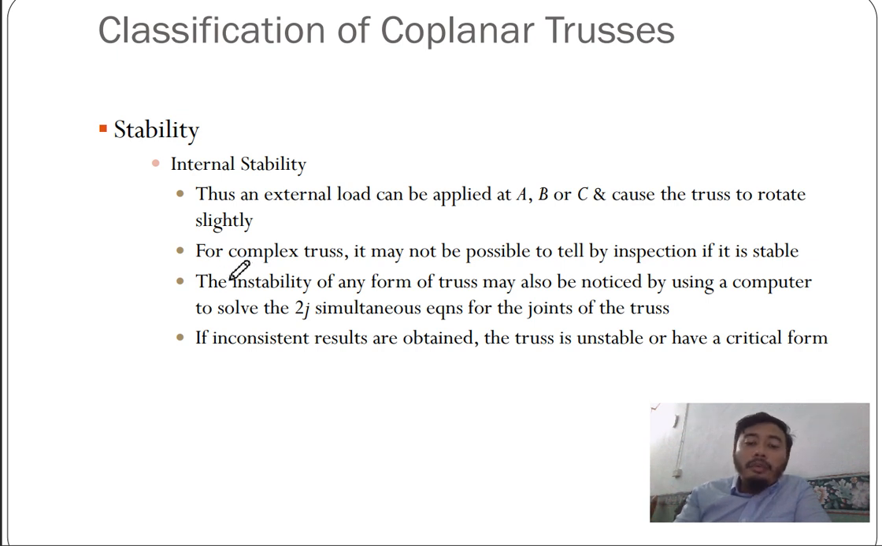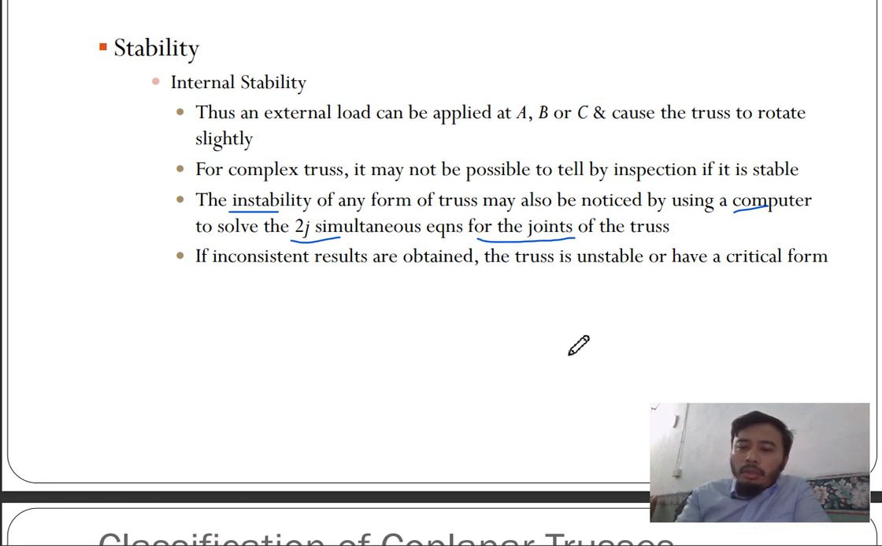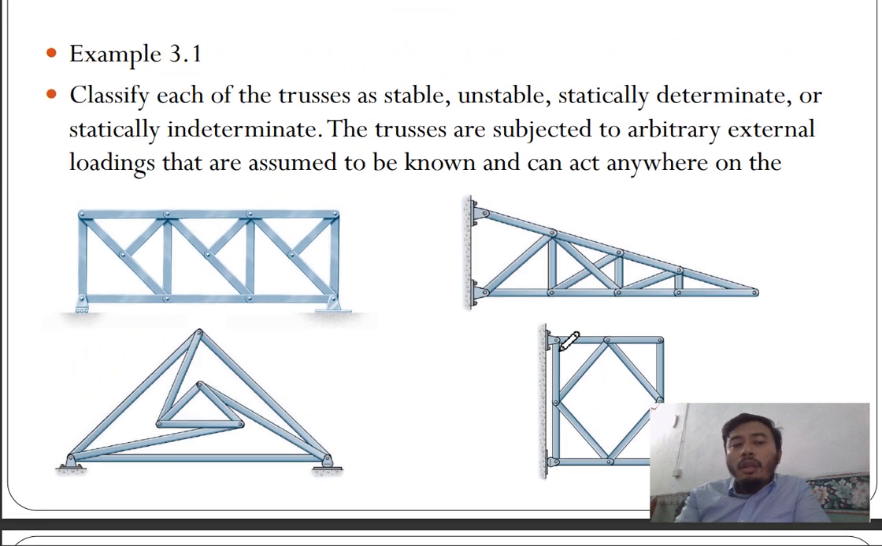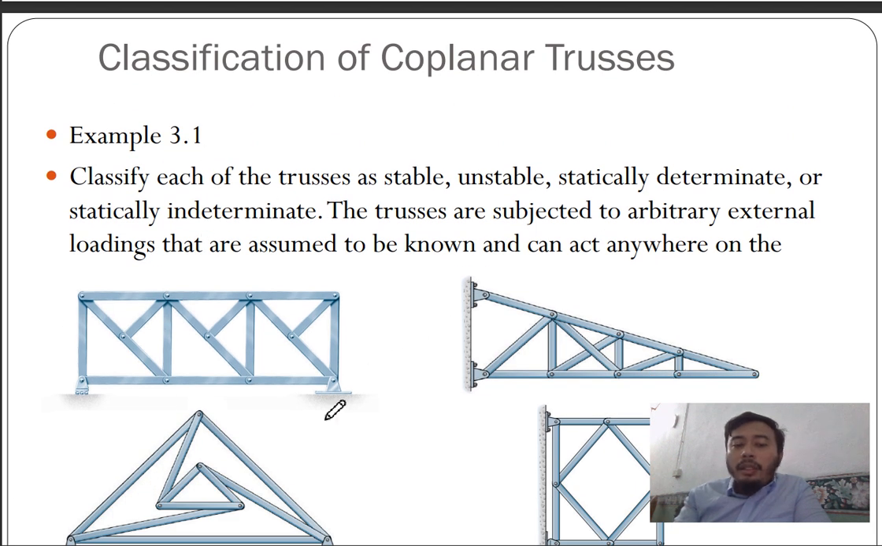For a complex truss, it may not be possible to tell by inspection if it is stable. The instability of any form of truss may also be noticed by using a computer to solve the 2J simultaneous equations for the joints of the truss. There are a lot of websites giving you free analysis of trusses. They can do simultaneous equations. If inconsistent results are obtained, the truss is unstable or has a critical form, so you are lacking members or joints and supports. Next video we'll take a look at examples to classify each type of truss.